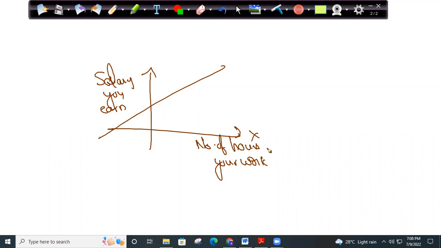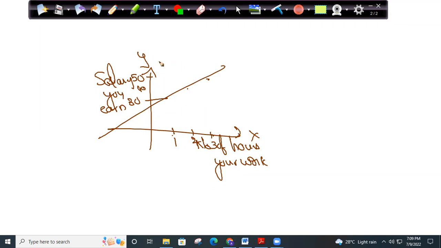So let the x-axis represent the number of hours you work and the y-axis represent the salary you earn. You are working for 1 hour, 2 hours, 3 hours. When you work for 1 hour, assume that you are earning $30. When you work for 2 hours, assume that you are earning $40. When you work for 3 hours, assume that you are earning $50.